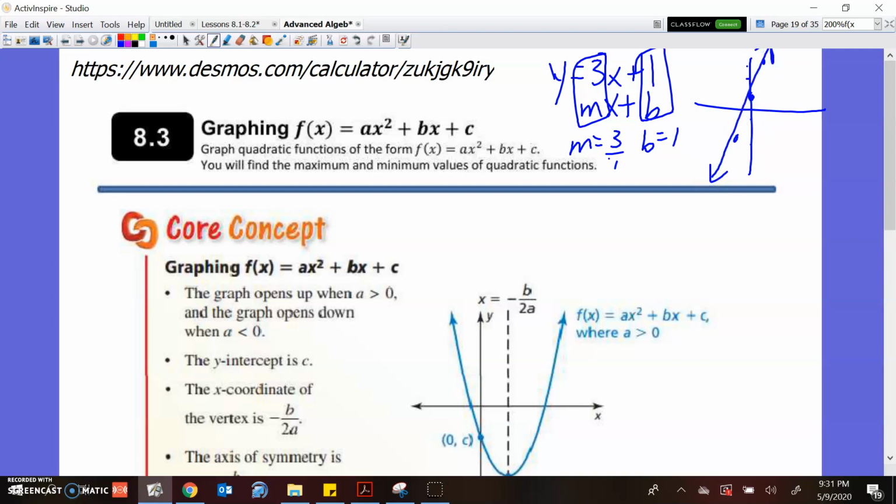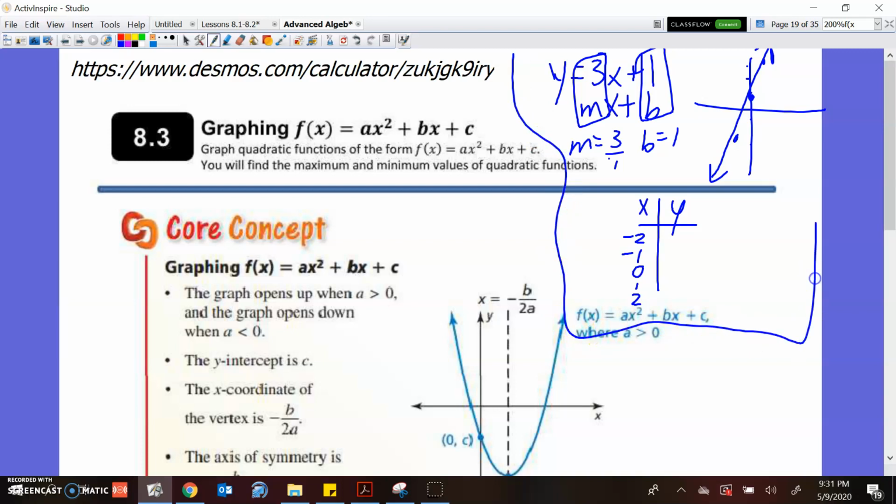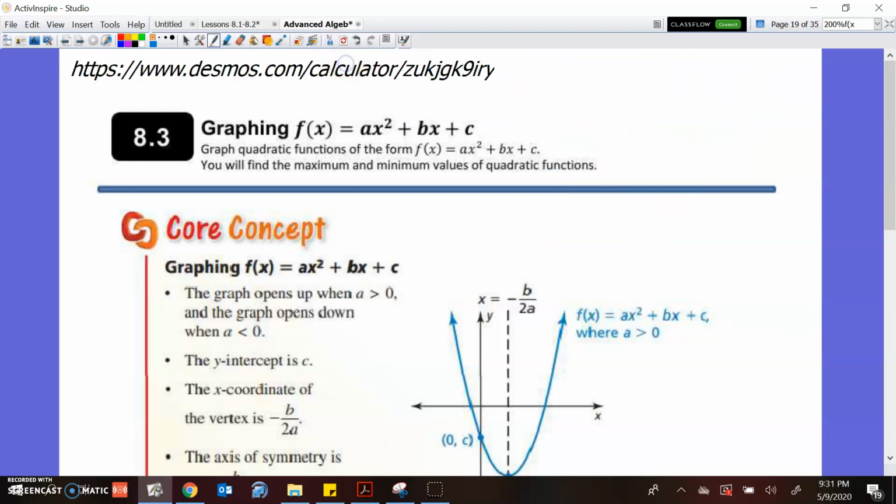Now, the other way we could have graphed this linear equation is we could have made a table. Okay, that's really how we started doing this. We would do -2, -1, 0, 1, 2. That's how we started linear equations on their own, right? We started with a table, and then we learned some of the intricacies like we have here. Similarly, what we're doing now is that we started by making a table for quadratics. That's what we did in lessons 8.1 and 8.2. And now we're going to learn some key ways of graphing these quadratics, okay?